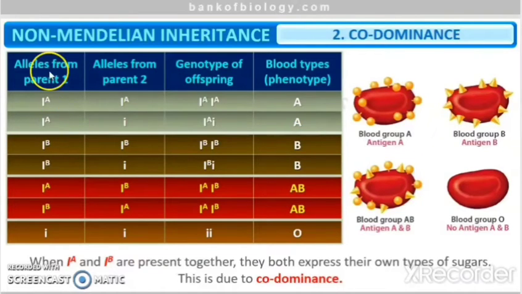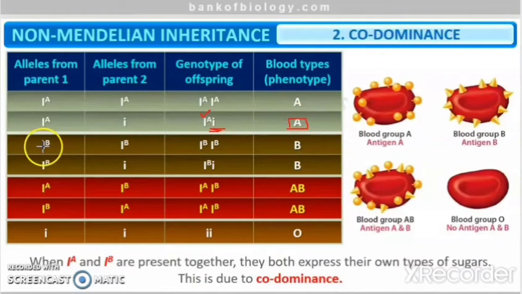If you receive capital A from one parent and small i from the other parent, think that from your mother you have received small i. We know that capital A is dominant over small i, so the genotype will be capital A small i and the phenotype will be A, because small i is recessive and does not get expressed, only capital A gets expressed. So the offspring will have A as their blood group.